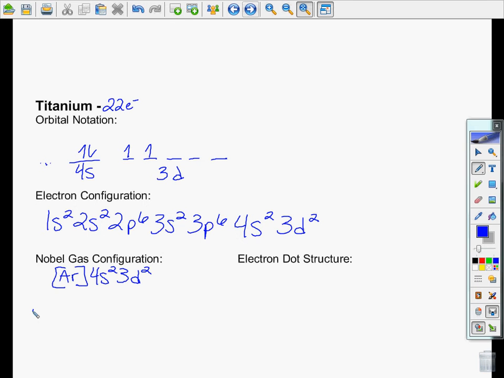For the Lewis dot structure, you just want us writing the valence electrons? Yes. Just valence electrons.